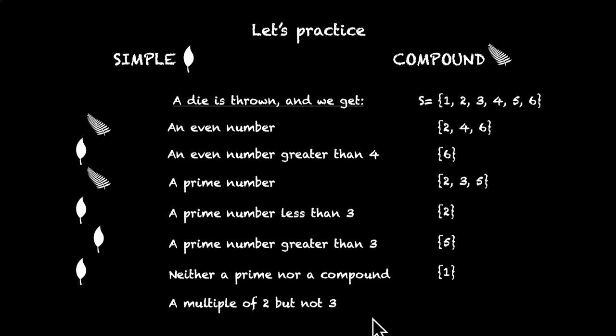A multiple of 2 but not 3. There are 3 multiples of 2: 2, 4, and 6. It should not be a multiple of 3, which means we have to rule out 6. We can only pick 2 and 4, but still more than one sample point. That's a compound event. So the key thing to note here is, even if the statements look compound, look complex, look tricky, the events could still be simple. So look at this one, neither a prime nor a compound. Sophisticated language, but it's a simple event because we only have one sample point here.